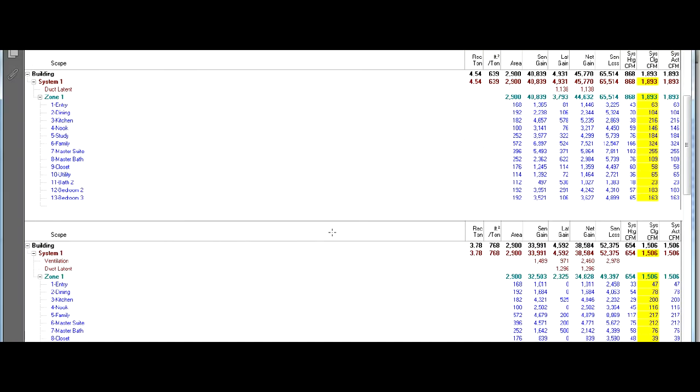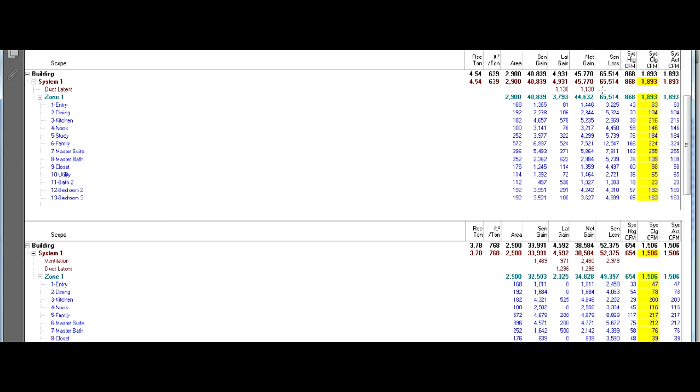Well, I've got them side by side. So this is the 2009 specs house. This is the 2012 specs house. On the 2009 specs house, in the summer, 45,770 BTU of heat is entering the house. 2012, 38,584 BTU is entering the house. So that's about a 7,000 BTU improvement. So the 2012 code is more efficient in the summer by 7,000 BTU.